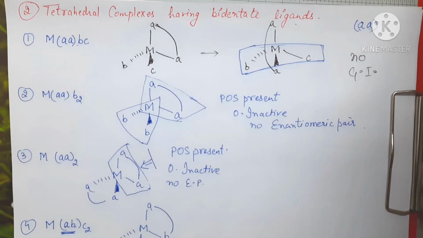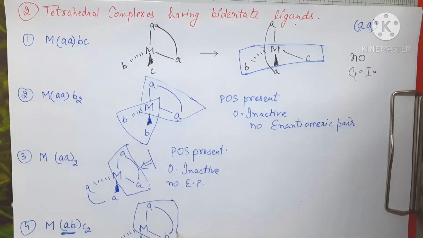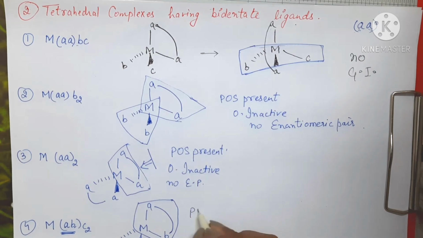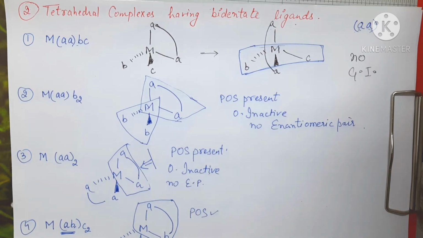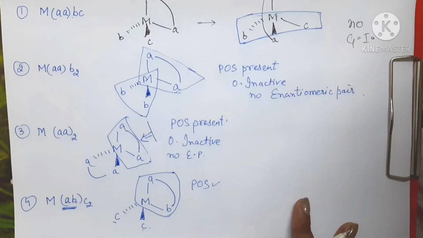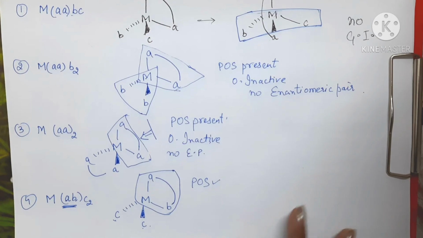remember how to find out the plane of symmetry. You have to pass the plane through the different attachments, and the ligands which are similar or the same, you don't have to pass a plane through them, right? So what you can do is, you can pass a plane through these three, and these two will reflect each other, right? So here also POS is present. The compound is optically inactive, having no enantiomeric pair.